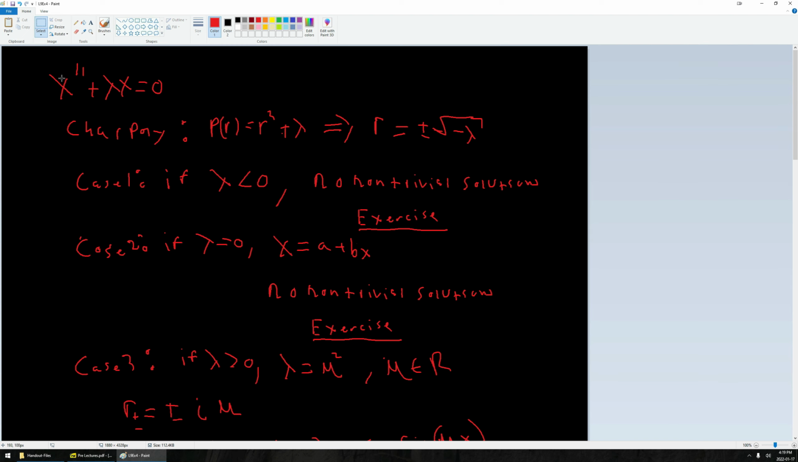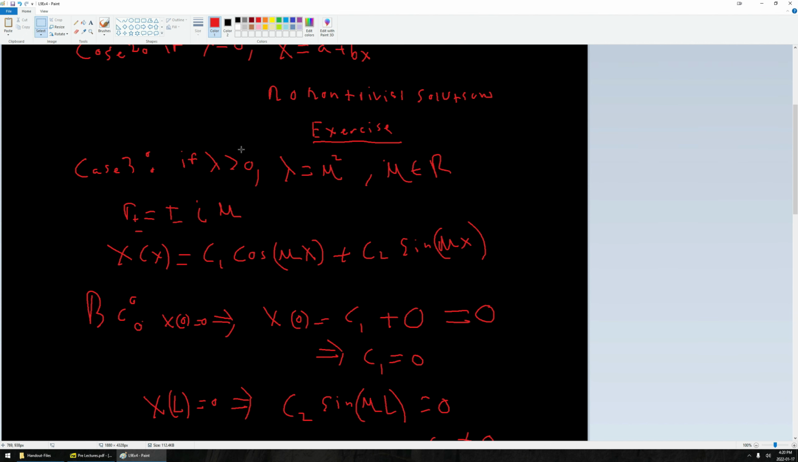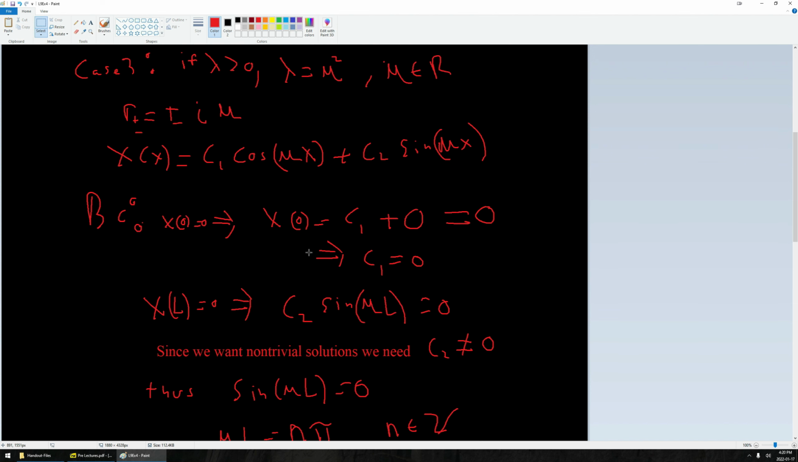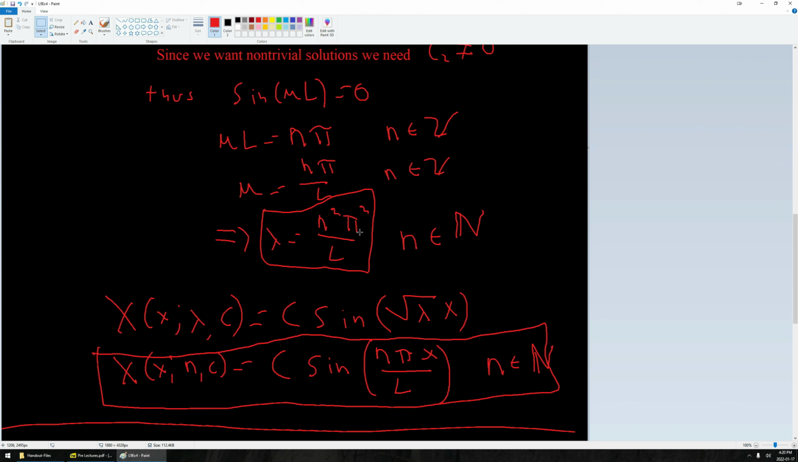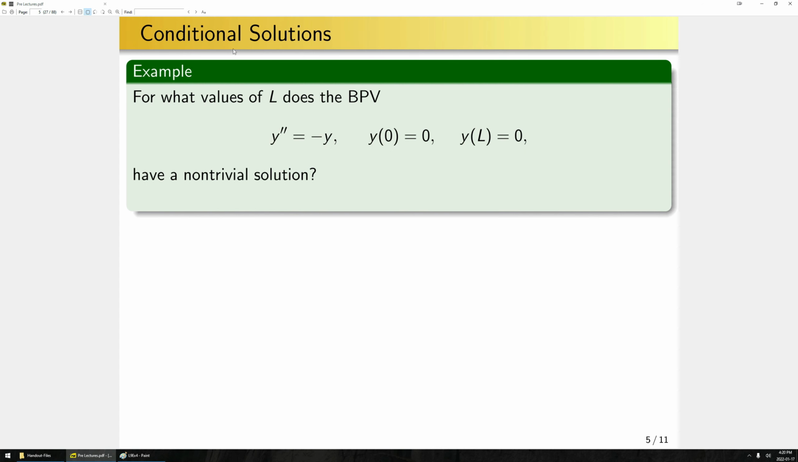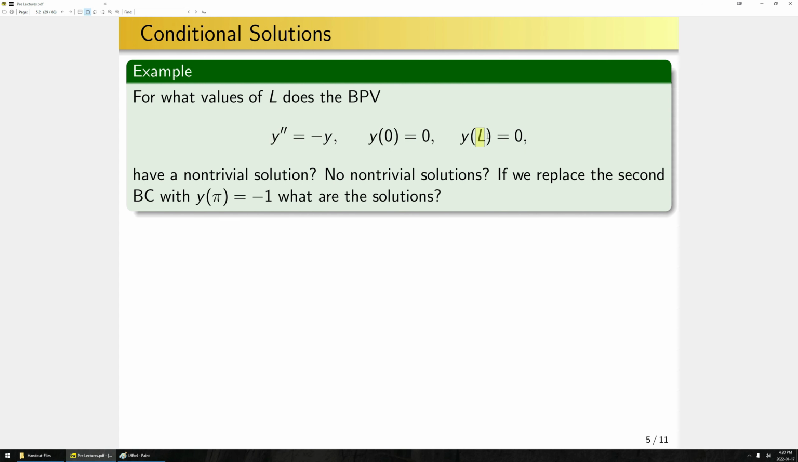Okay, so TLDR, we set up the equation, we set up the characteristic polynomial. We considered two cases where there were no solutions. We considered this third case where we found that by applying the boundary conditions, so applying these two things, we found that our non-trivial solutions only happened when this value of lambda took on very particular values, in this case, values of here. Okay, this is similar to what we saw in that previous example, to be explicit. In this example here, where L has to take on certain values to be able to have these non-trivial solutions.